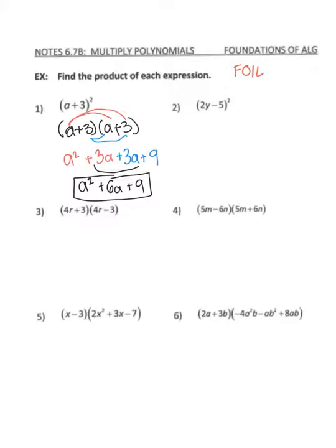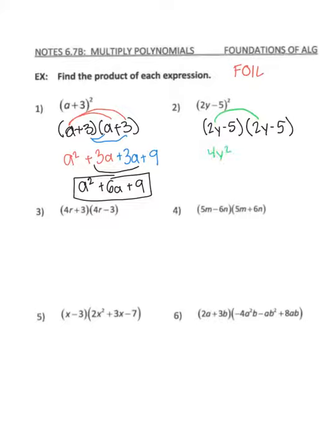Okay, same thing for this next example. I've got 2y minus 5 all squared. So I'm going to have two of those. 2y minus 5 times 2y minus 5. And now I can use my FOIL method. So I have 2y times 2y gives me 4y squared.